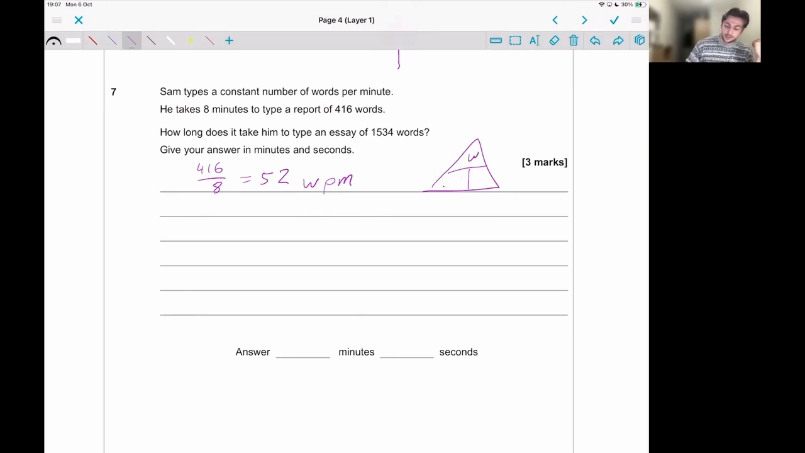We've got the words per minute, and the minutes. So if we want to find out the minutes, we'll cover the minutes, and we'll see that it's words divided by words per minute. So total number of words we're looking for is 1534, divided by the speed that he's writing at, which is 52. Type that into our calculator, and what do we get?